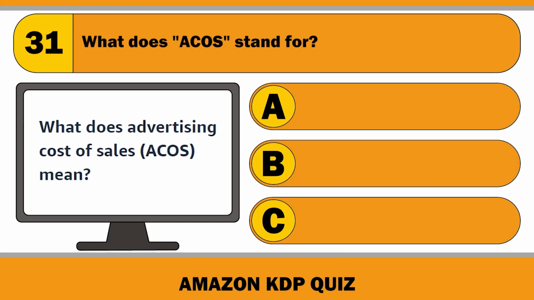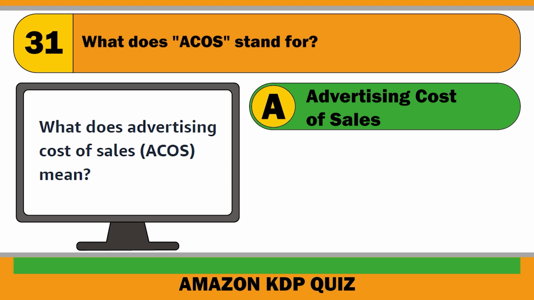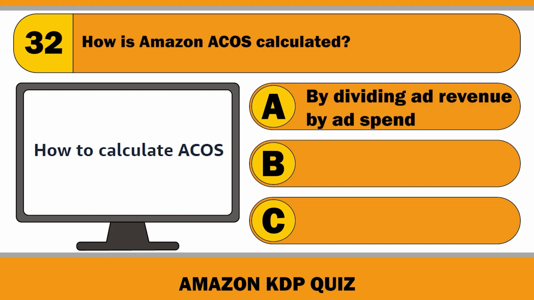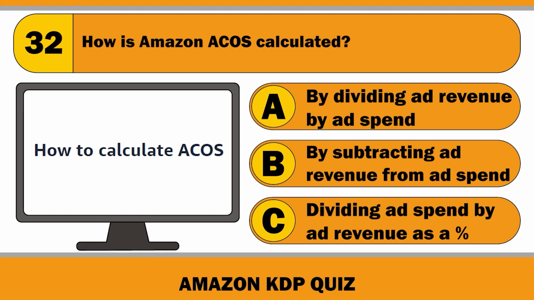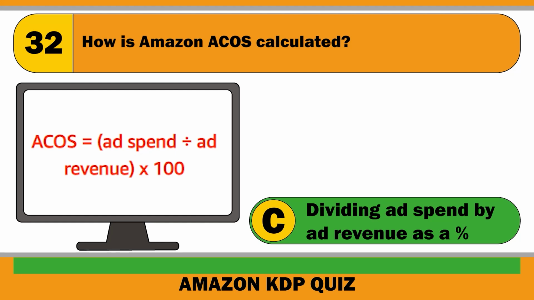What does ACOS stand for? Does it stand for advertising cost of sales, average cost of sales, or Amazon cost of service? The correct answer is advertising cost of sales. How is Amazon ACOS calculated? Is it calculated by dividing ad revenue by ad spend, by subtracting ad revenue from ad spend, or dividing ad spend by ad revenue as a percentage? The correct answer is option C, by dividing ad spend by ad revenue, then converting it to a percentage.